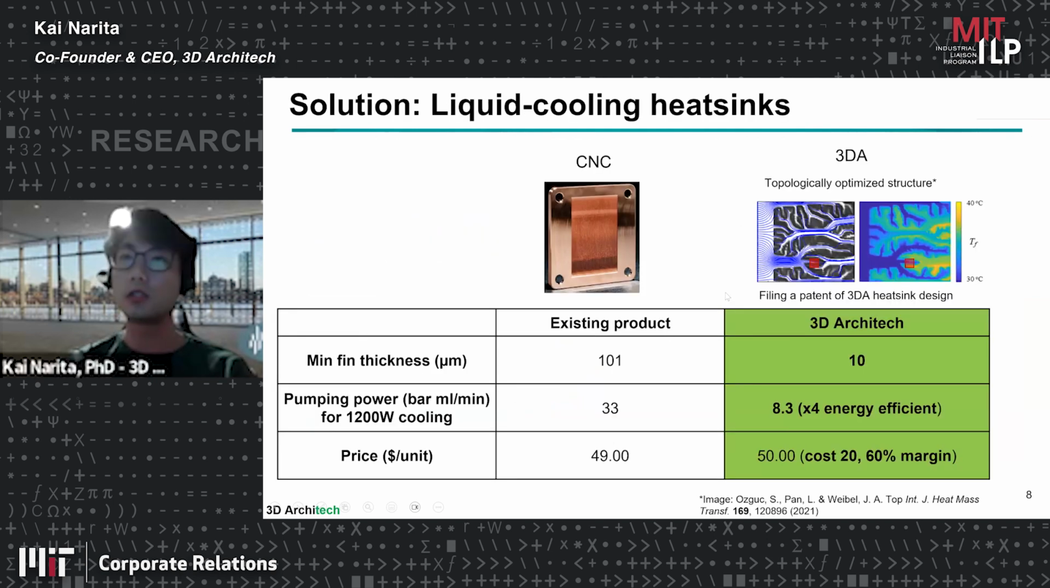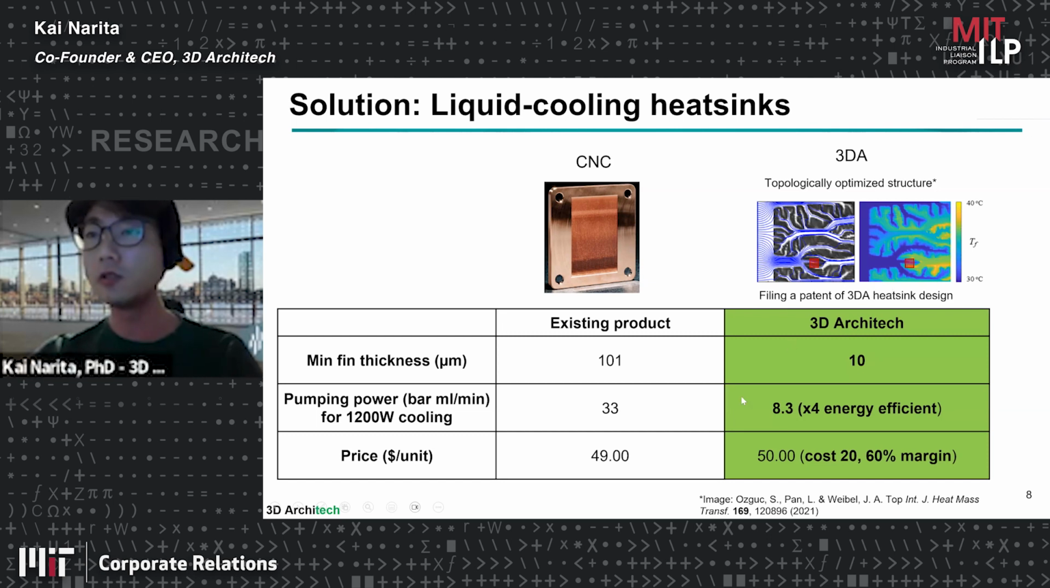So instead of using the traditional manufactured structure, like CNC machining structure, we offer the 10 micrometer feature size with a topologically optimized structure by using our technology, which offers 4 times more energy efficiency, and the price point is also quite competitive.